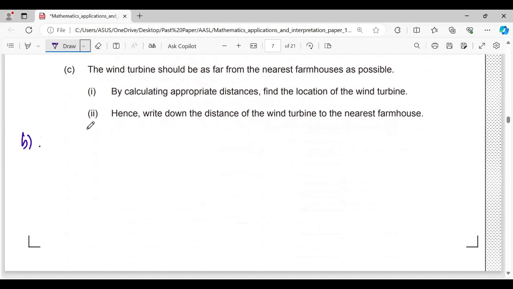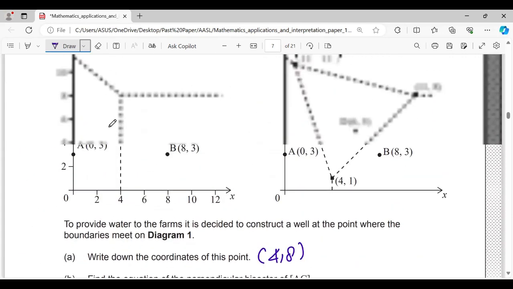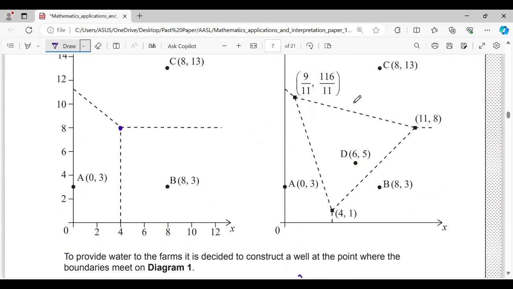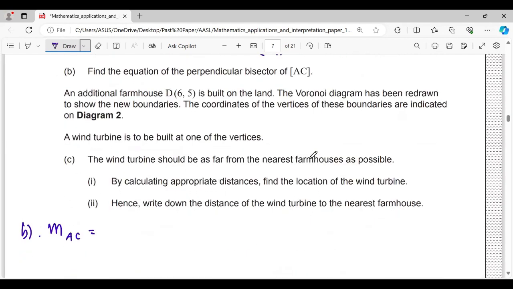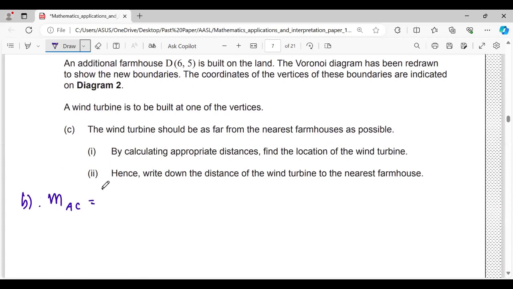All right, so I'm going to find gradient AC first. This gradient AC, A to C, the straight line. So the gradient is (13 minus 3) over (8 minus 0). It is 10 over 8 or 5 over 4.